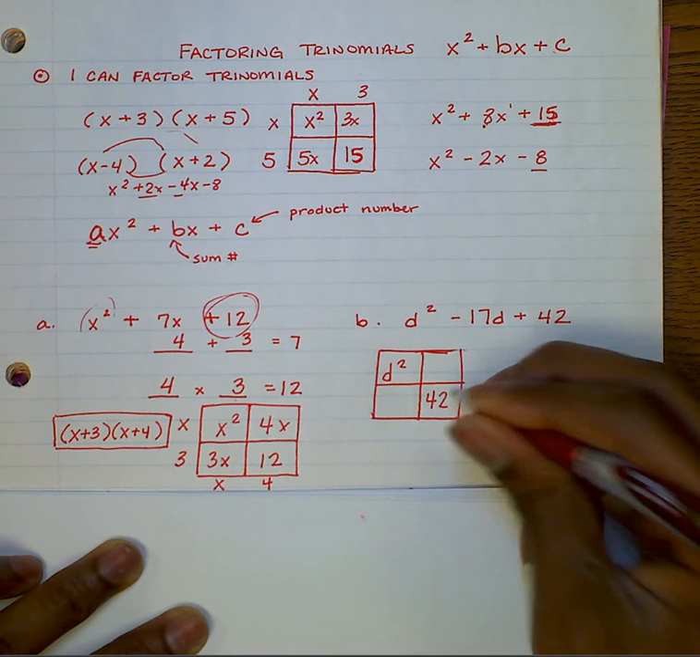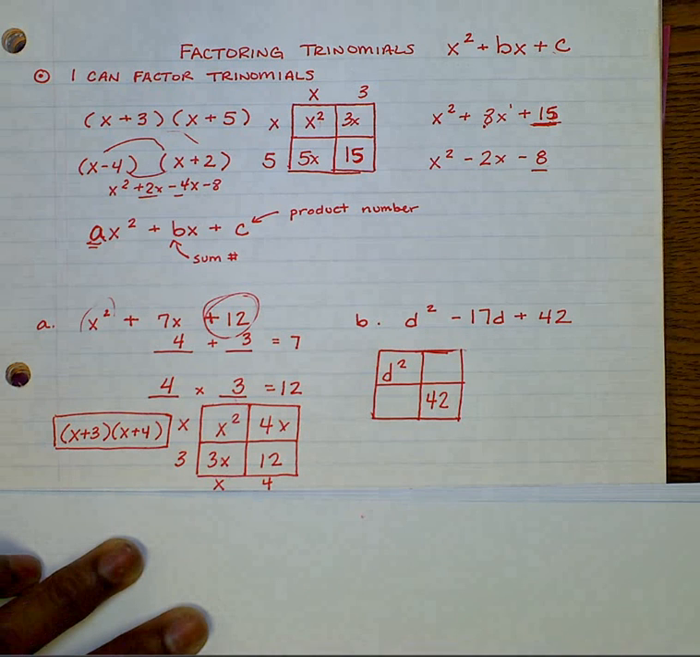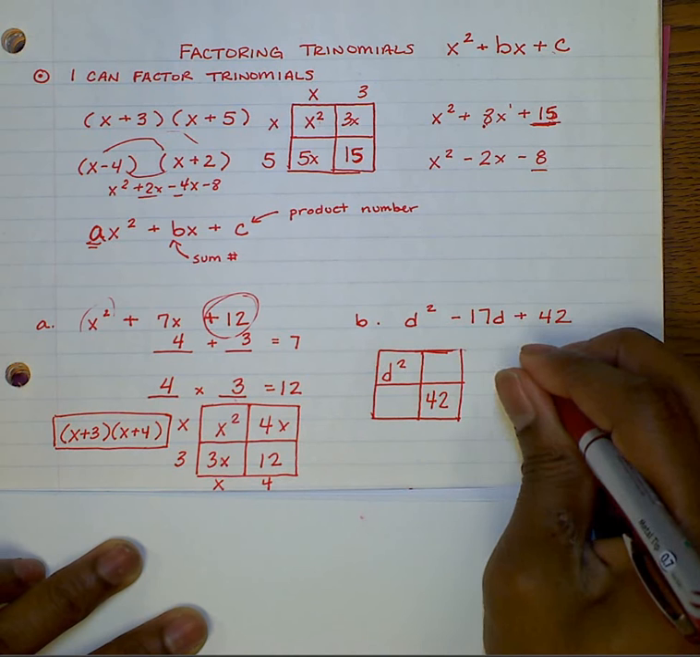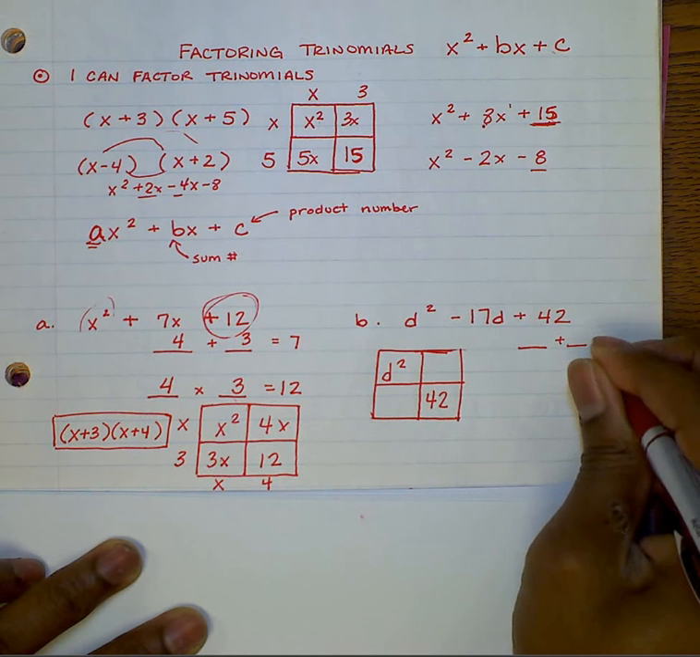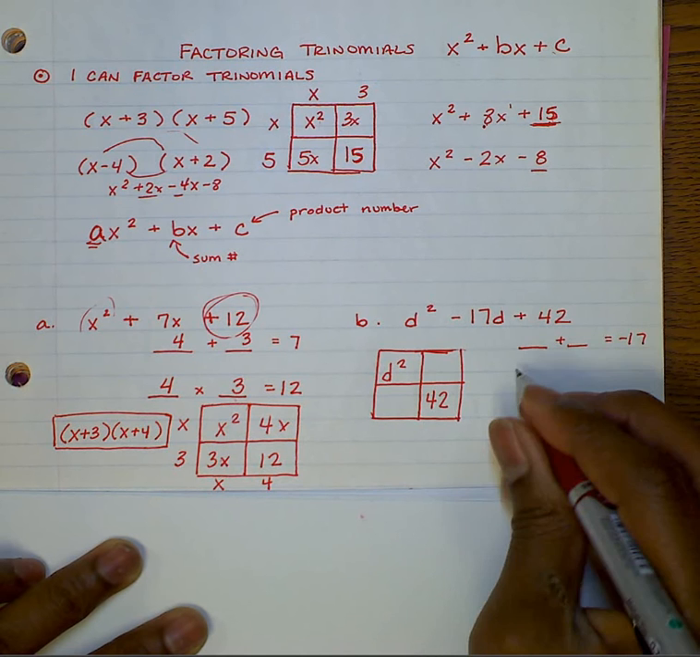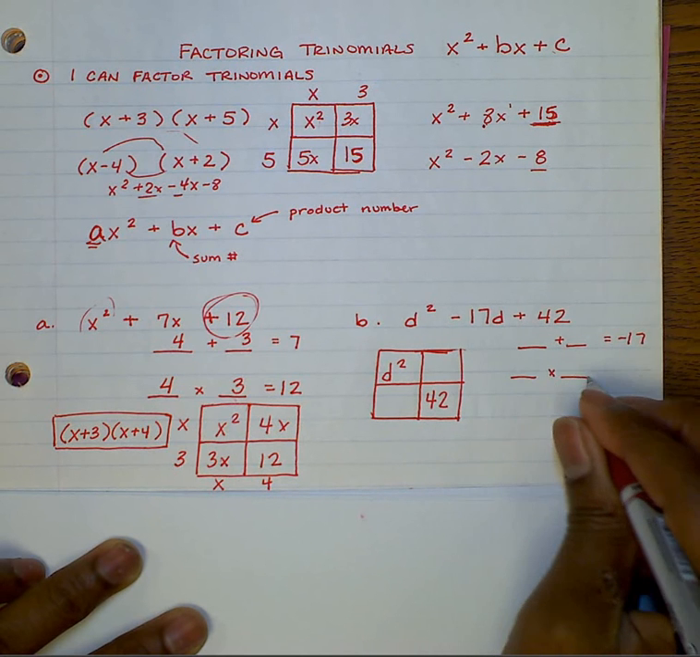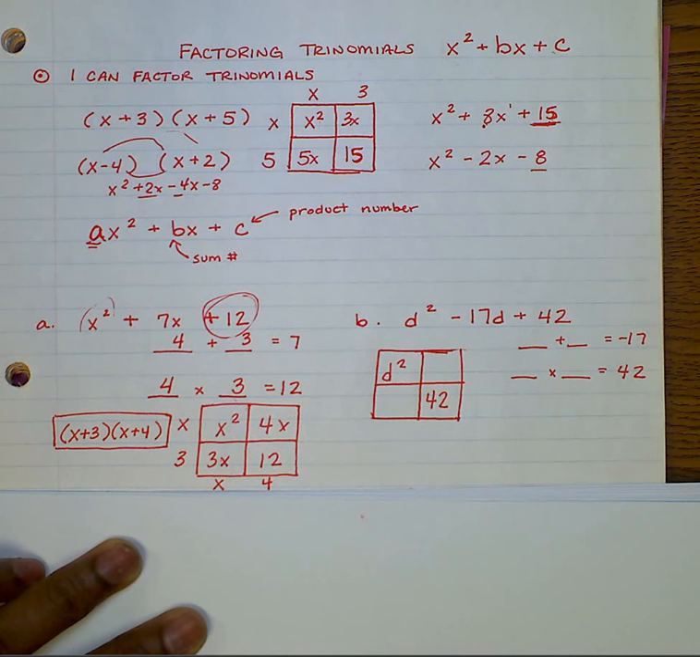Okay, what I'm trying to do is figure out how to split this middle term in order to give me the factors. Okay, so the way that we split it, I'm trying to find two numbers that add to give me negative 17 in this case, and multiply to give me 42. Okay, take a second, think about those numbers.